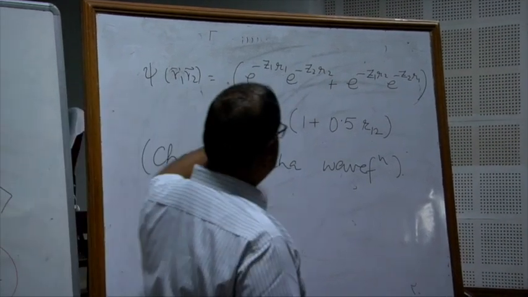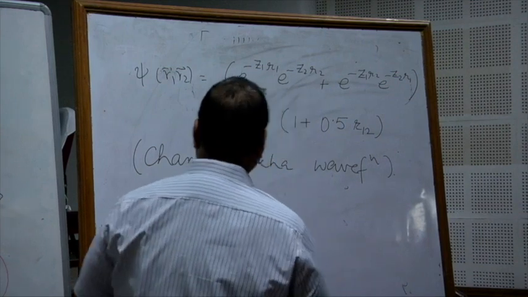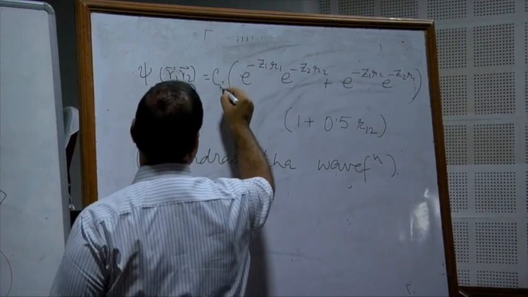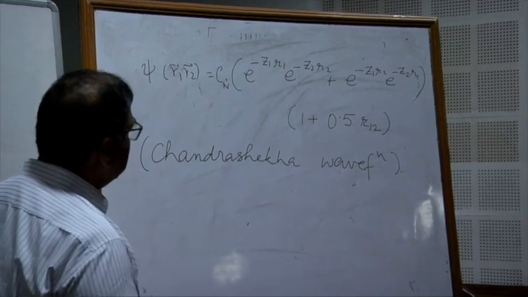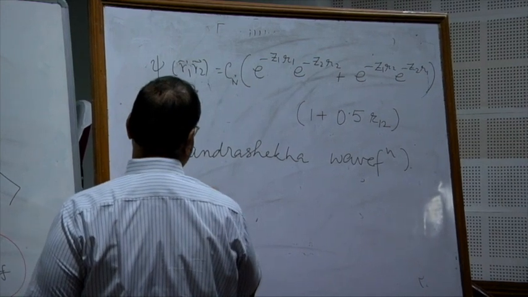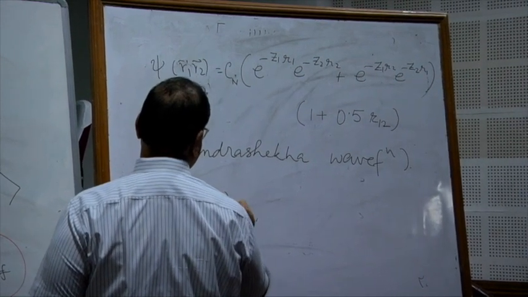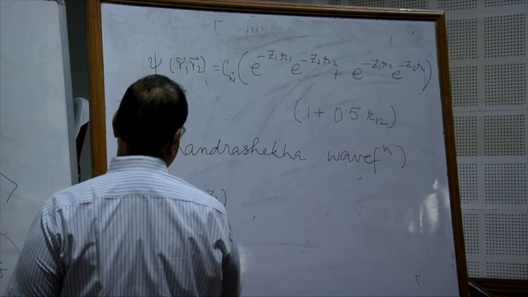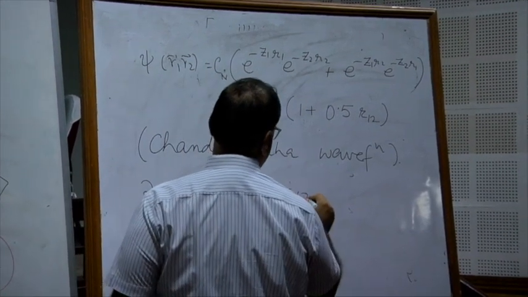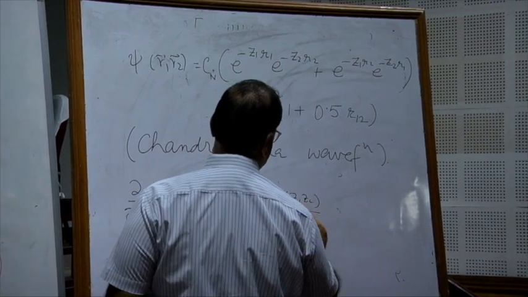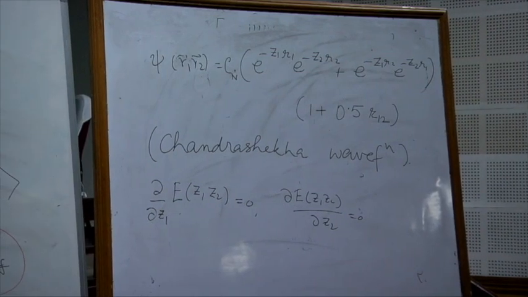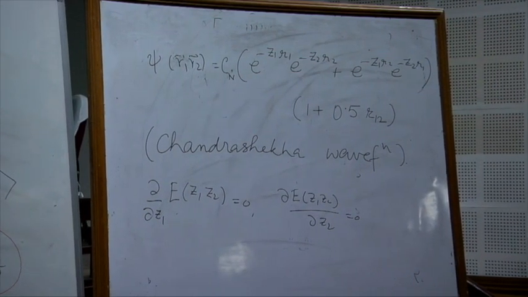So now I have two parameters. I'll again calculate, I'll normalize this first so that I calculate the normalization constant. I'll vary Z1 and Z2 and calculate the energy, which will come out to be a function of Z1 and Z2, and minimize this with respect to Z1 and with respect to Z2. Both. And that'll give me a value of Z1 and Z2. Okay, and the energy.